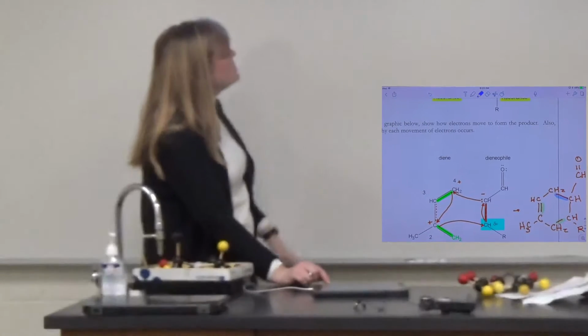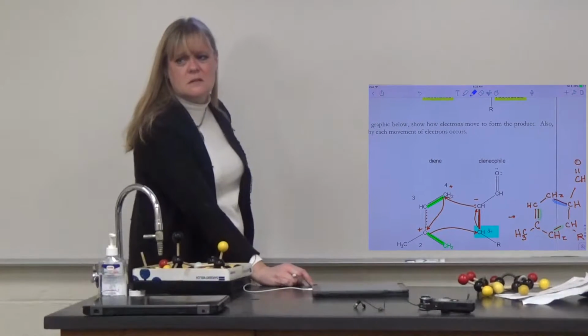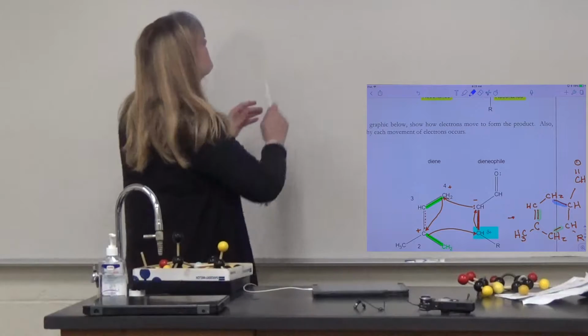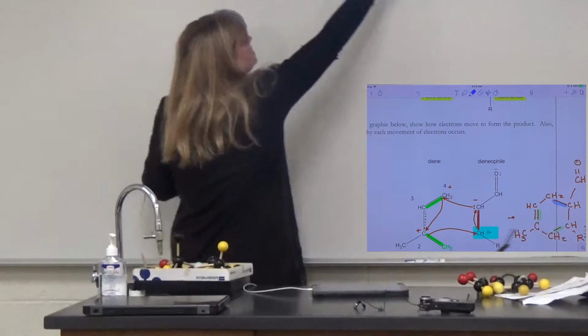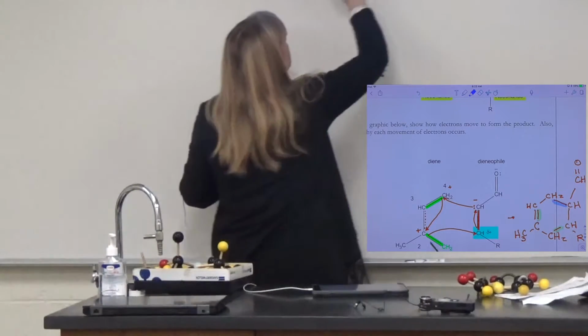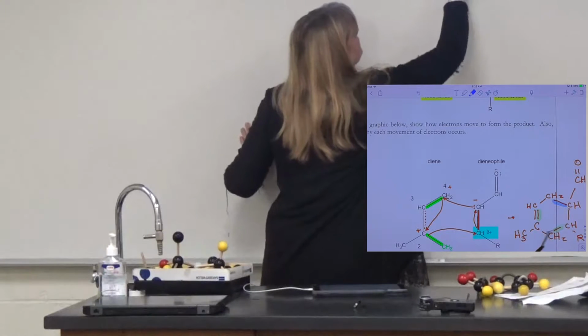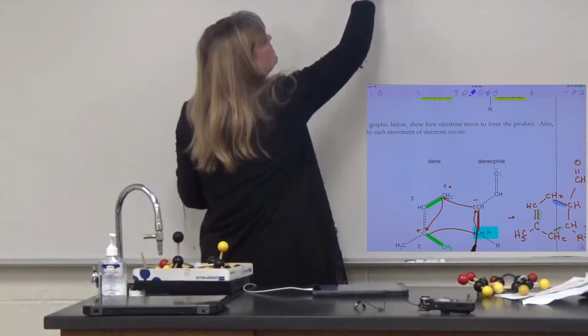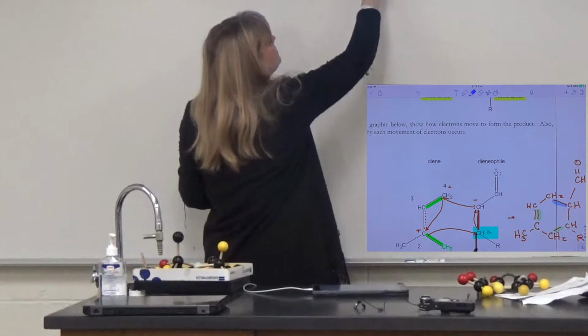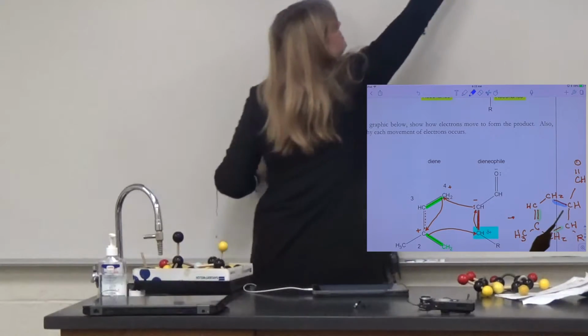Can you even see the green? I can't see it from this angle. You can kind of see that. Yeah. This pair of electrons is now here. This pair of electrons is here. And these pi bond electrons, I didn't have a color for them, so I made them blue just to match this. Those are there.